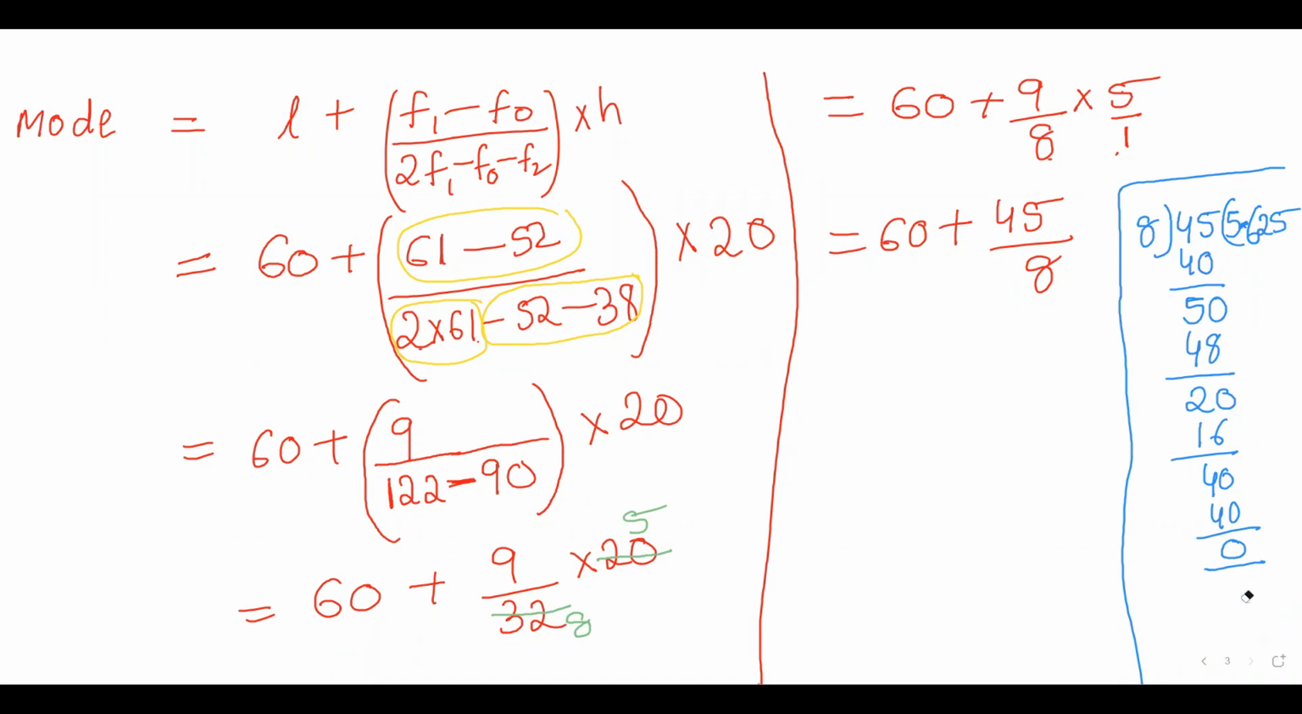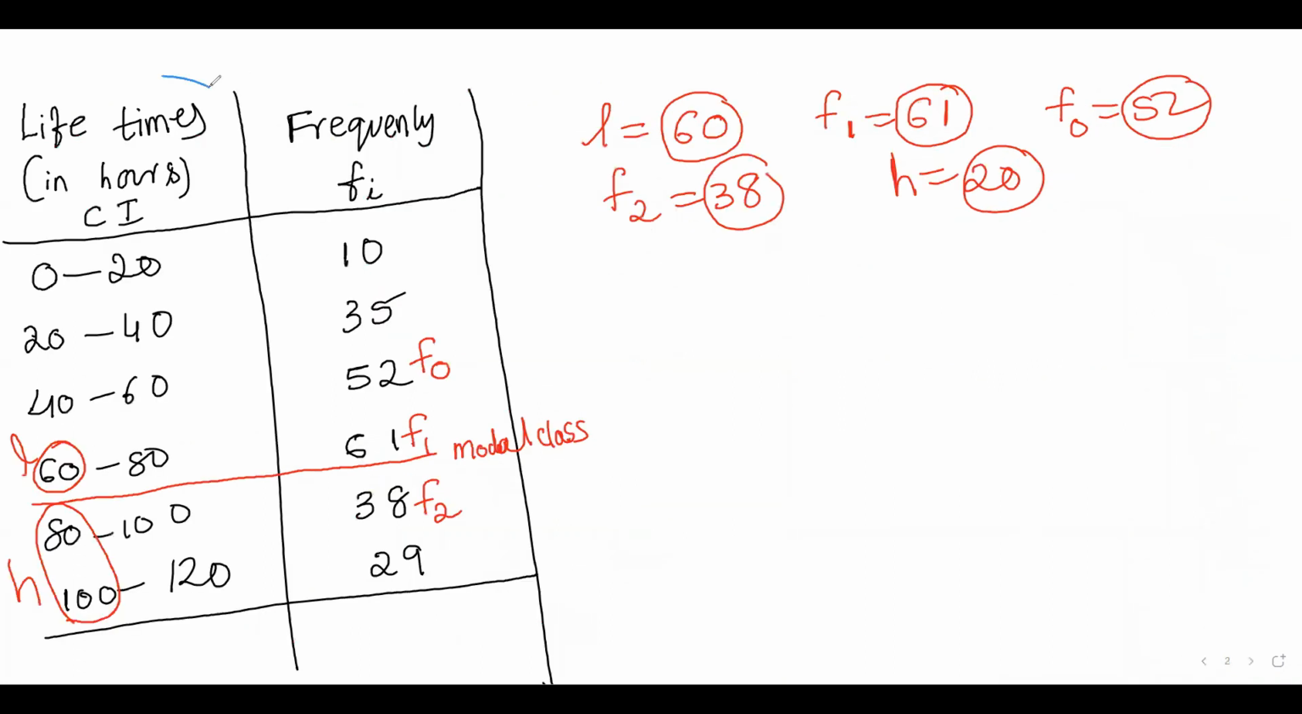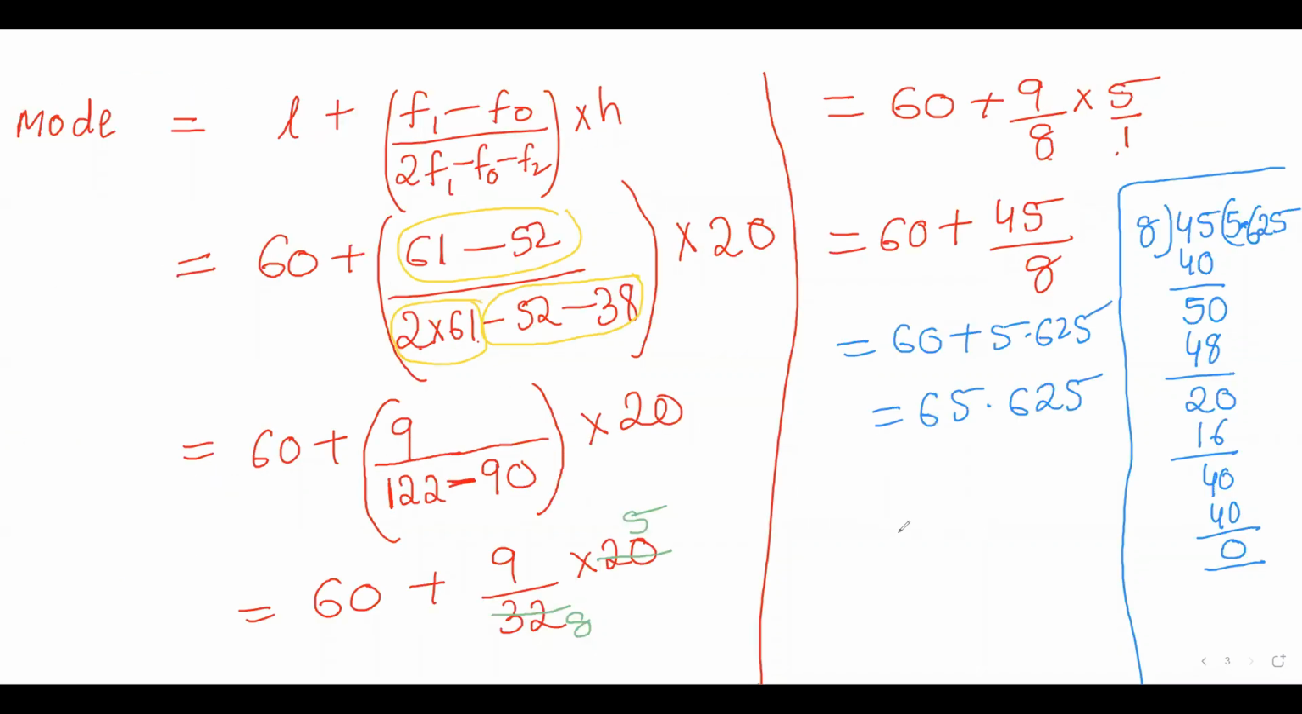Now 45 by 8 is equal to 5.625, and your final answer is 65.625. 60 plus 5.625 is 65.625. Don't leave the answer here. Take the first heading and write down your final statement.